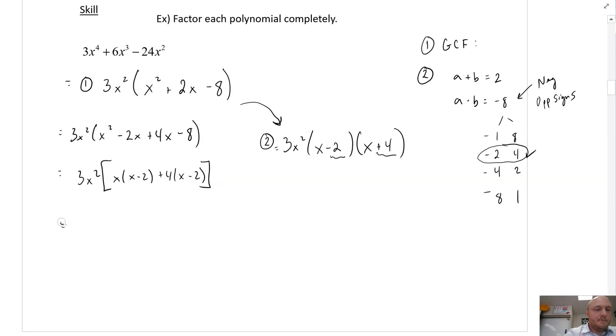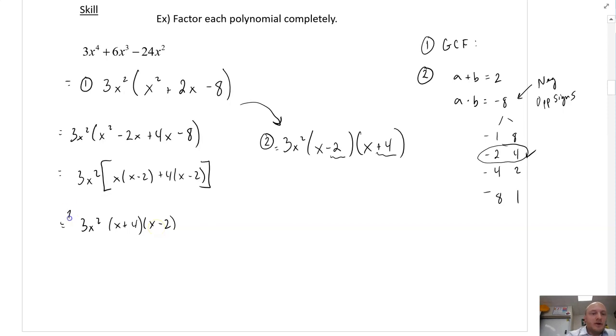Okay, and notice I used brackets just because when I go ahead and use lots of those parentheses, it gets kind of messy. So you use brackets, GCF, and then the brackets. That way everything is nice and organized. Okay, so now I can do reverse distribution. So 3x squared, okay, times x plus 4 times x minus 2.